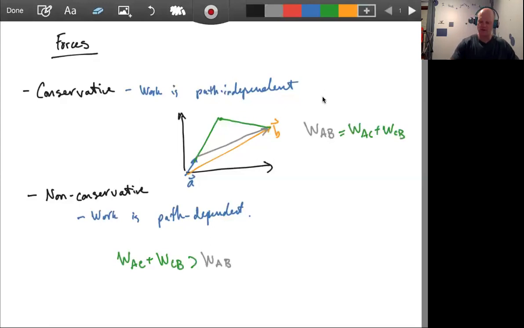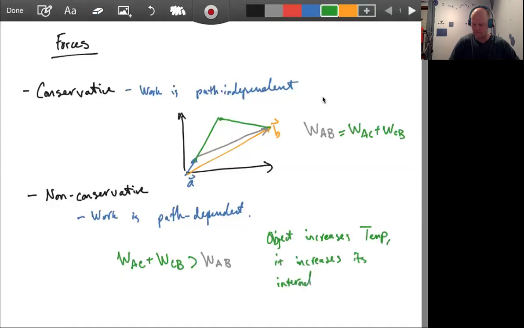This type of energy is what we call internal energy. So when an object heats up, or increases temperature, I should say, it increases its internal energy. And eventually that increased internal energy will cool back down by releasing its energy off as heat, but we'll talk more about that stuff later.